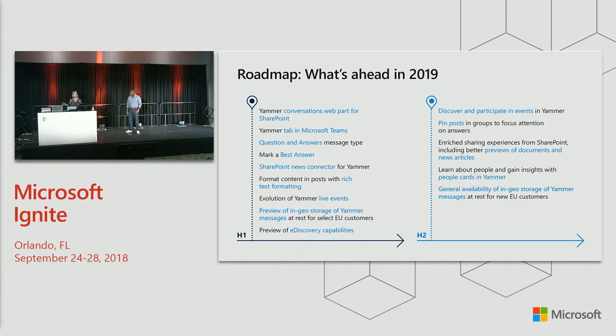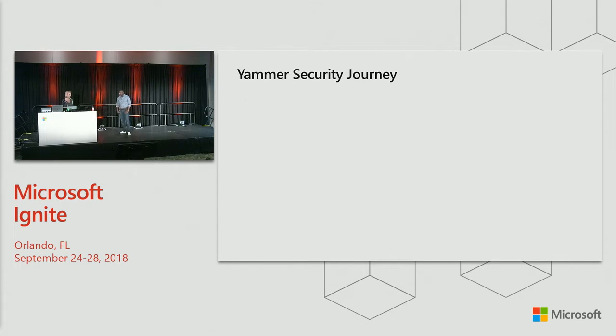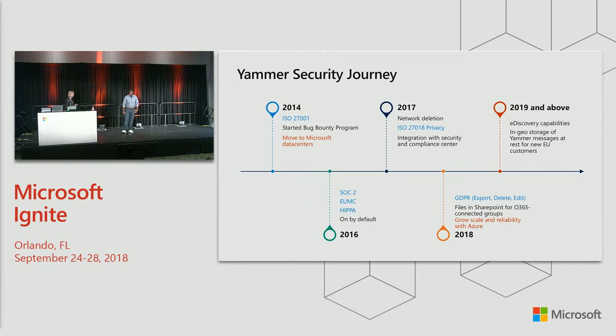And by the end of next year, there will be GA of the in-geo storage of Yammer messages for new European Union customers. This is also something which is important, if some customers start their Yammer and Office 365 journey next year. But that's just the roadmap, and we are talking about security, and Dante will guide you through the security journey Yammer had. All right, thank you.